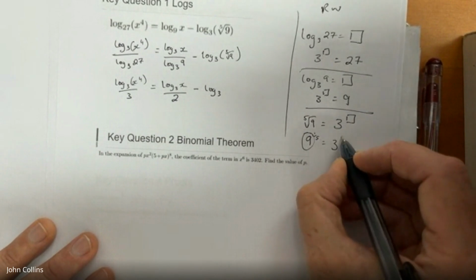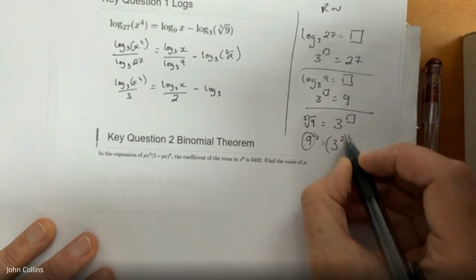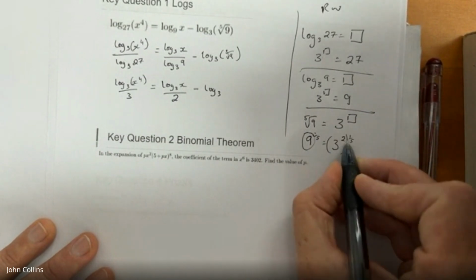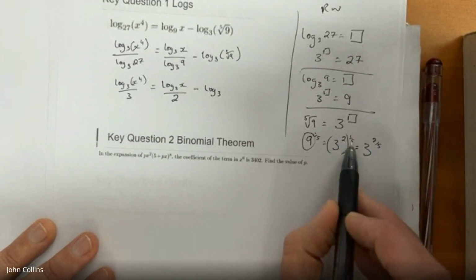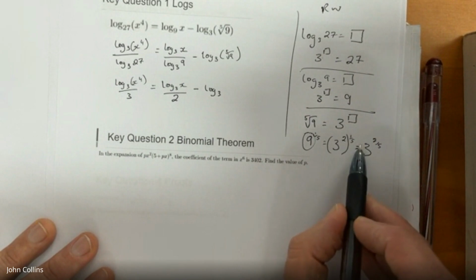So it's 3 squared to the 1/5. See that? 9 is changed to 3 squared, and that's 3 to the 2/5. We happy with that? Multiply these two. 3 to the 2/5. Not nice.